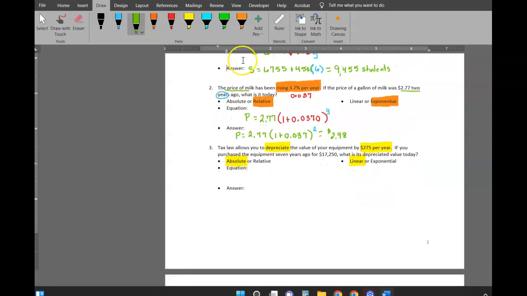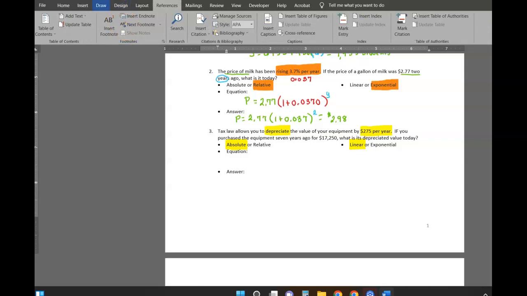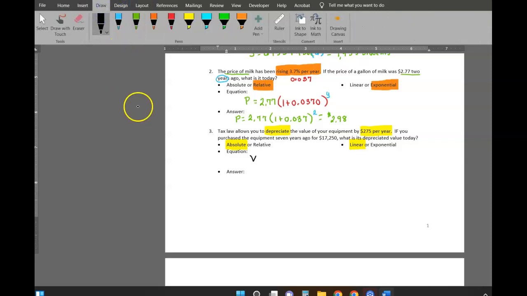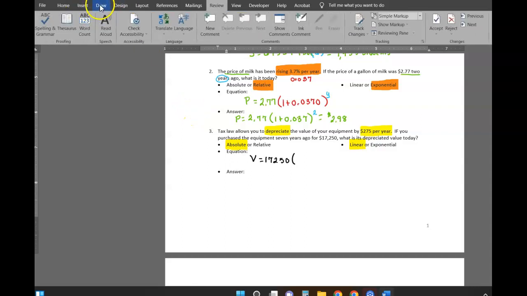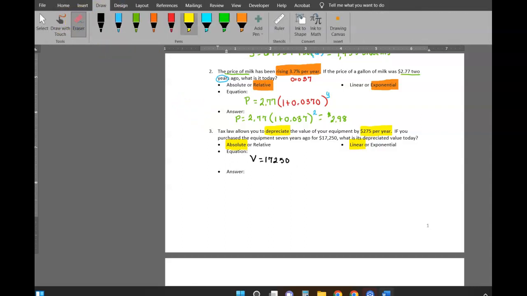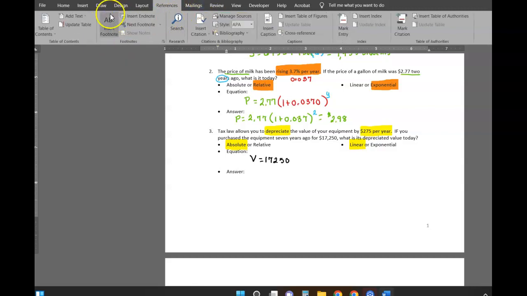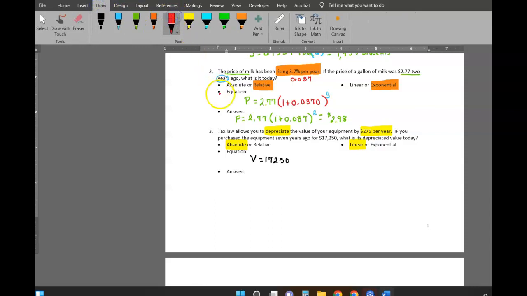So for the following one, this time we're depreciating. Okay, so we want the value. So the value equals the initial amount, 17,250, not times because we're adding here, plus. Oh wait, we're not adding, we are subtracting, so let's change that to minus, so minus $275 every year.